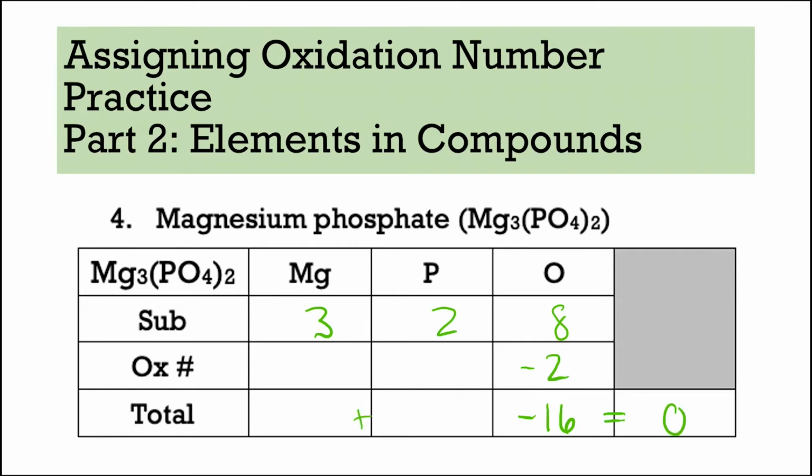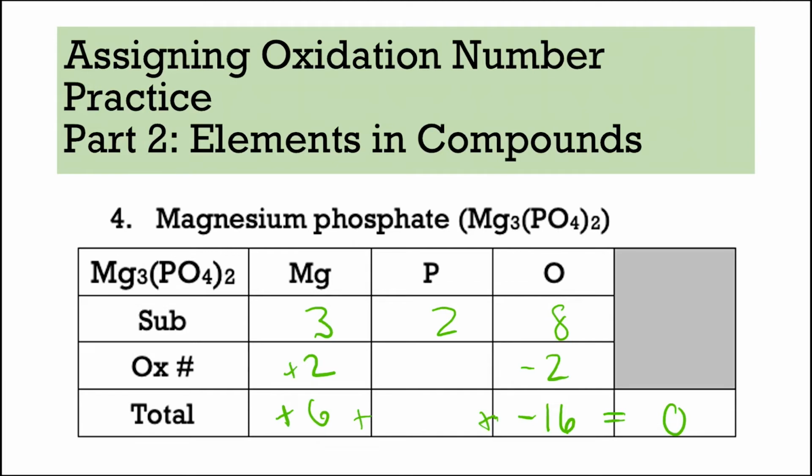So something plus something plus negative 16 gives you 0. So magnesium is in group 2 and has a positive 2 charge. And so if you have 3 things, each of which has a positive 2 charge, that means you have a positive 6 charge for all of magnesium.